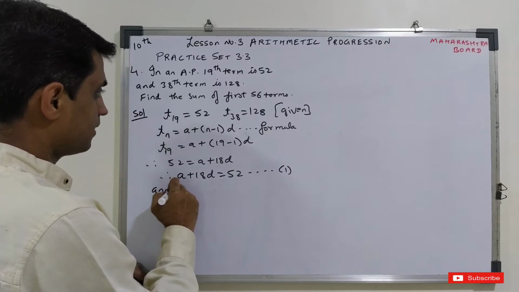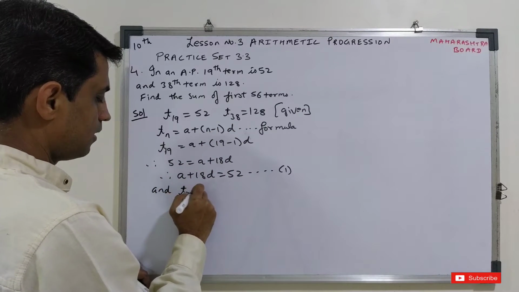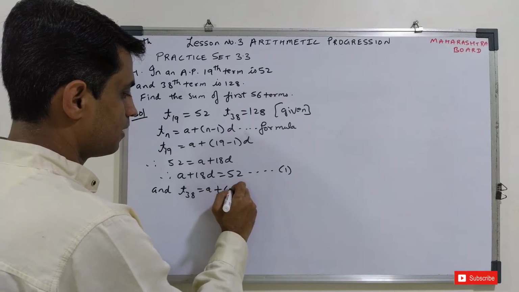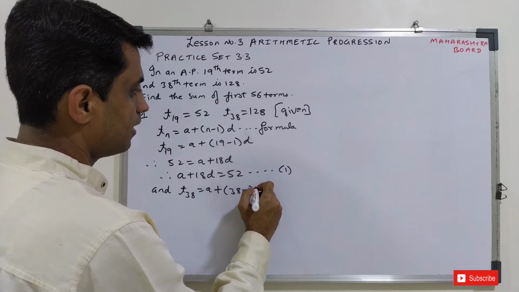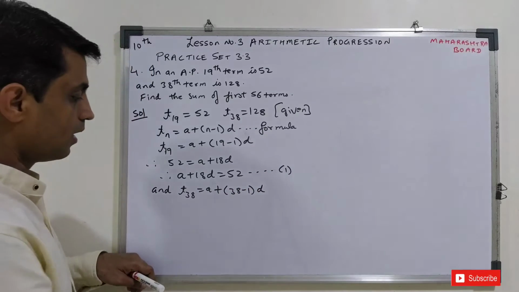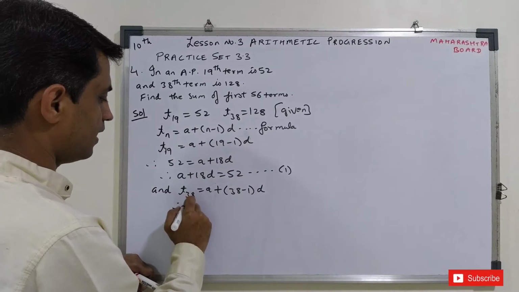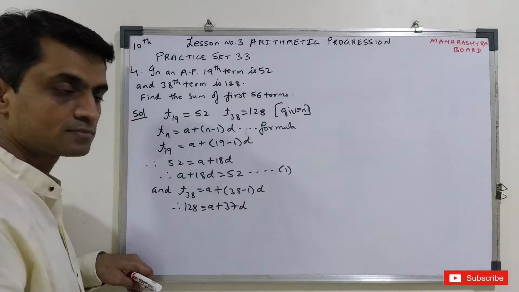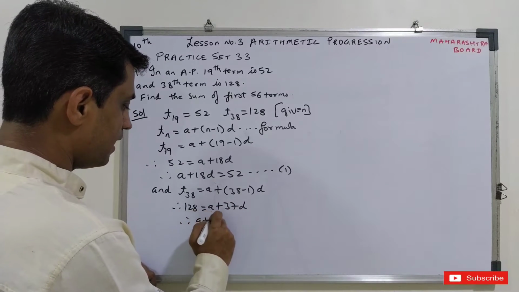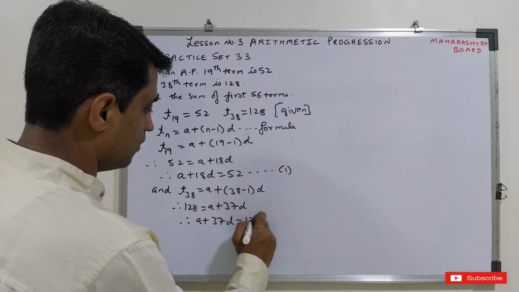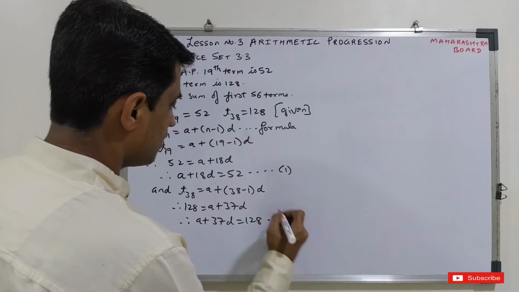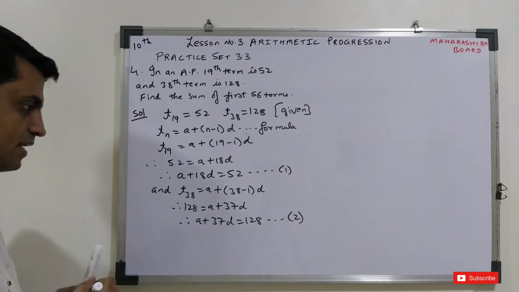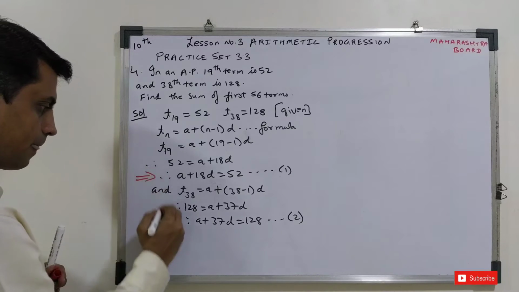And now let us try with this. T38 is A plus 38 minus 1 into d. Now what is T38? T38 is 128. A plus what will we get? 37d. Okay, rearrange. A plus 37d is equal to 128. This is your 2. Now you see the first equation and the second equation. This one and this one.